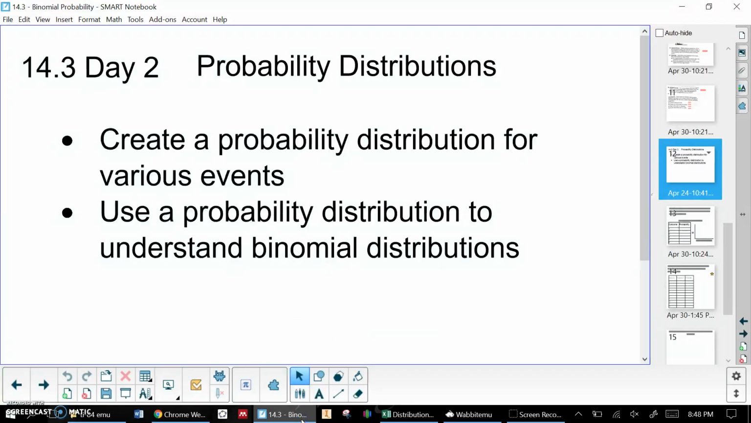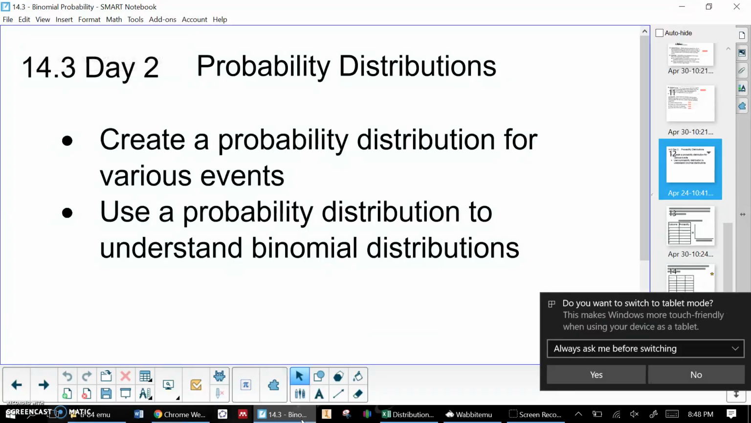Okay, so we're going to be looking at probability distributions. The basic idea is it's going to give you a graphical representation of probability and the various different outcomes of an experiment. So the goal here is going to be to create a probability distribution for various events, and then look at those probability distributions and help us understand what's going on in those binomial distributions just a little bit better.